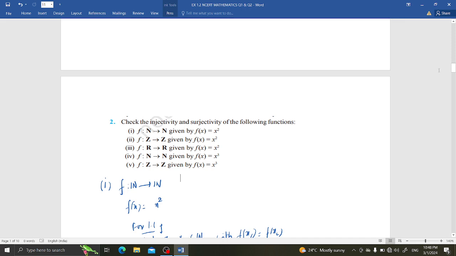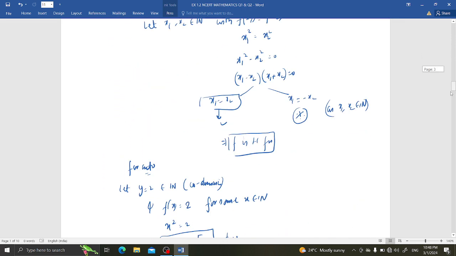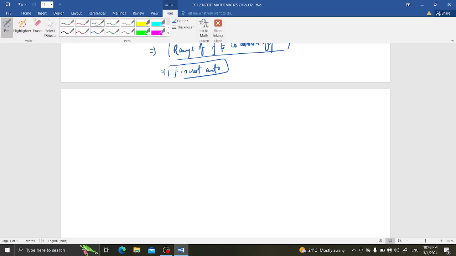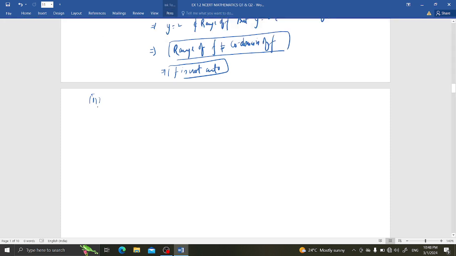a function defined from Z to Z, and the same thing we have. Okay, the next question is a function defined from Z to Z, and they define f of x equal to x square. Clearly for 1-1 you can assume x1 equals 1 and x2 equals minus 1.